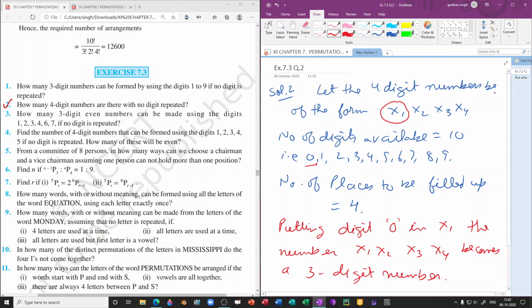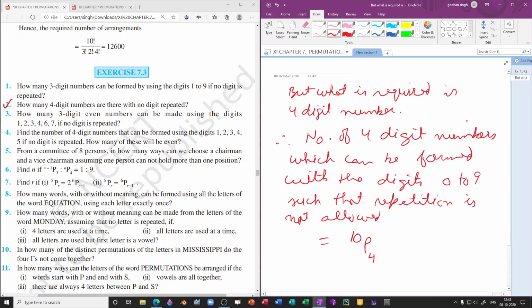And how many are there? Suppose we take 0 in the first place, then x2, x3, x4 can be filled in how many ways? 9 ways, and there are 3 places. So we'll remove all those numbers. So 10P4 minus 9P3.